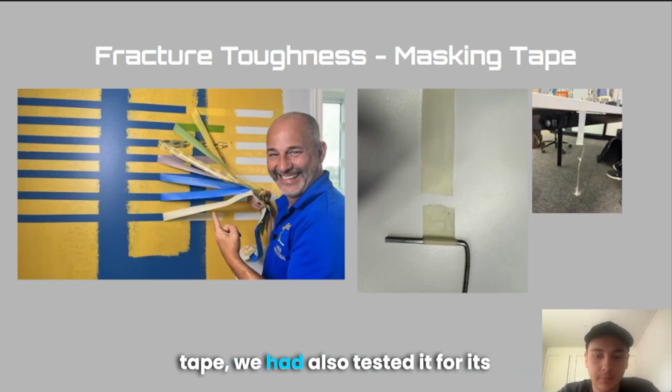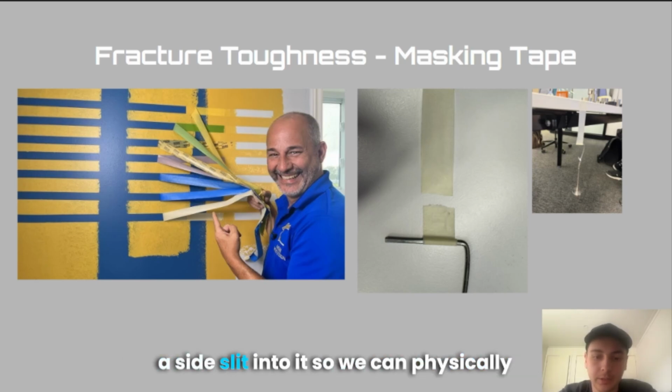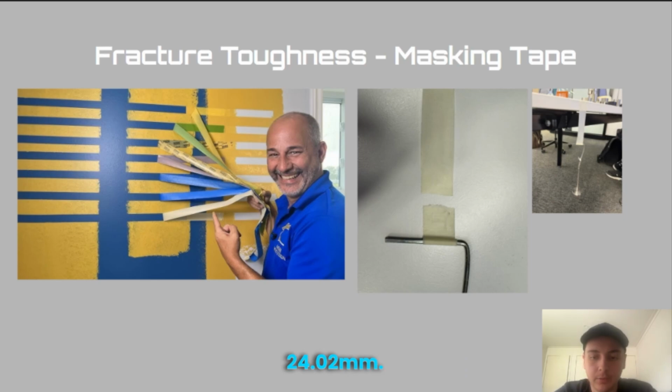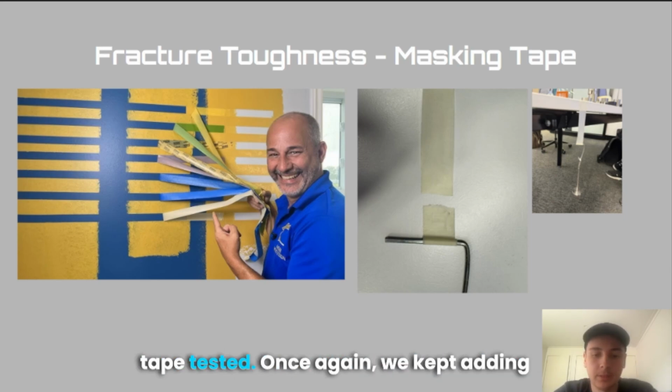For masking tape, we had also tested it for its fracture toughness. We had decided to cut a side slit into it so we can physically see the differences between the materials. The masking tape had a thickness of 0.11 mm and width of 24.02 mm. The masking tape was overall the thinnest tape tested.